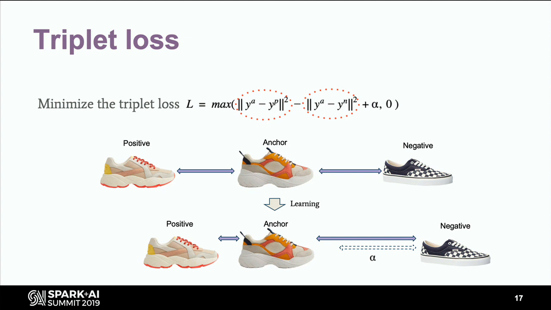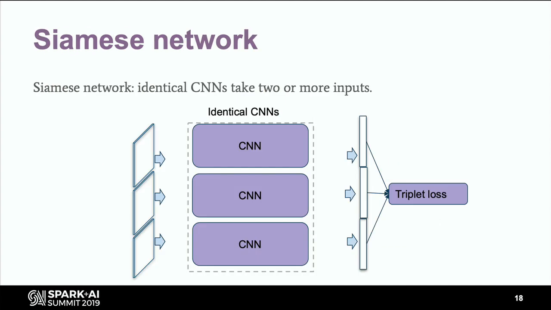Triplet loss is quite easy to interpret. When you train your model, it tries to minimize the triplet loss. It will bring together the embeddings of the positive and anchor images and increase the gap between the negative and the anchor embeddings. This parameter alpha is something you can tune to control the margin between the positive distance and the negative distance. Okay, so that's the triplet loss.